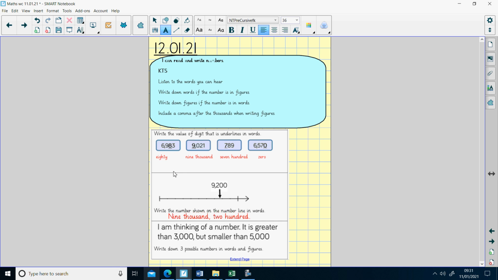Okay, so here we've got 80, so I've written it in words. 9,000 is underlined, 700 is underlined, and 0 is underlined. And the number that's shown here is 9,200. I haven't put an answer for this one because there were so many different possibilities, but you needed to make sure that your number was bigger than 3,000 and smaller than 5,000.